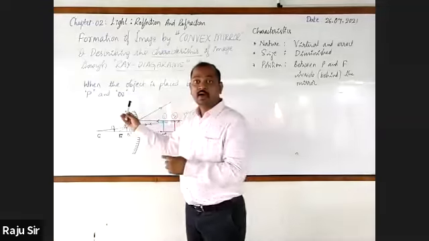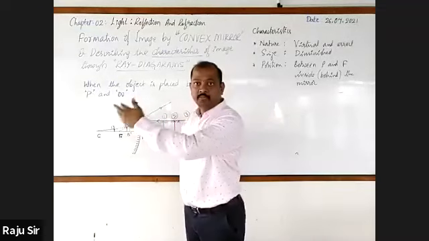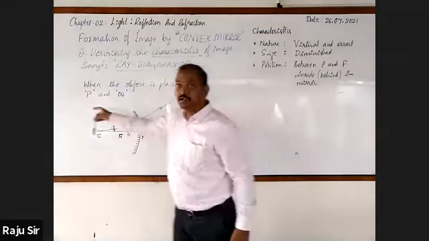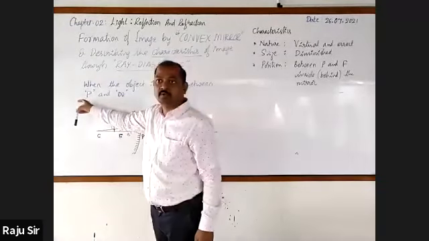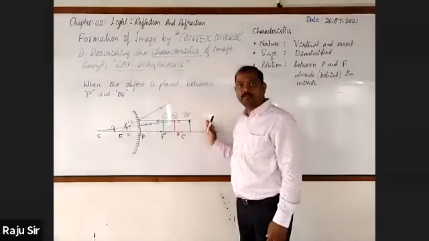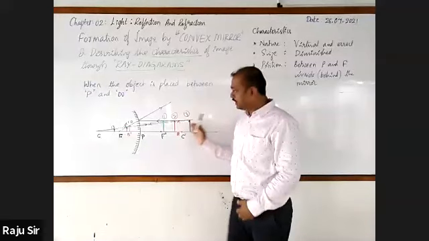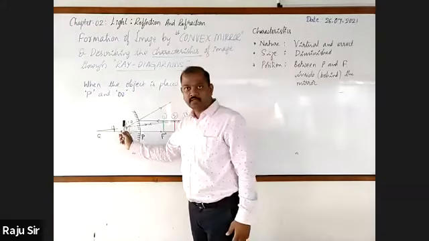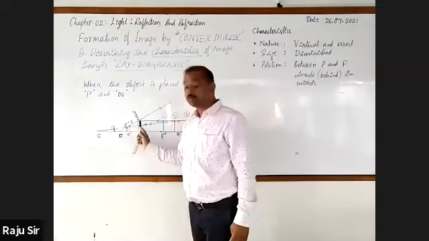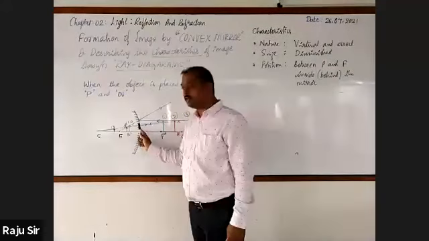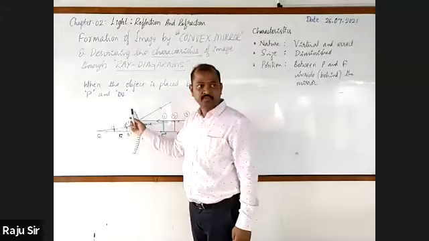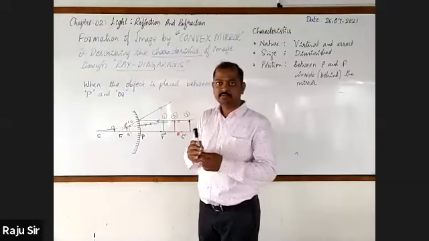Very good. When the object is taken away from the mirror beyond F, all the images were inverted. But here, as the object is taken away from the mirror, the image will go on decreasing in size, and also all the images are upright only. Erect. Clear? Yes, sir.